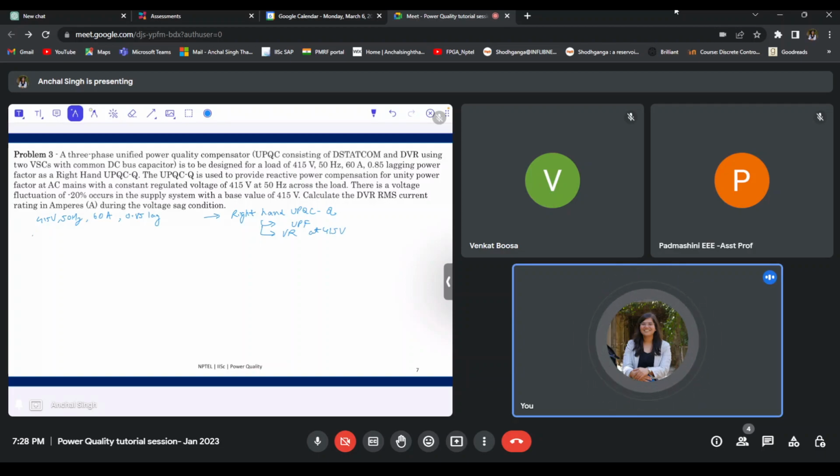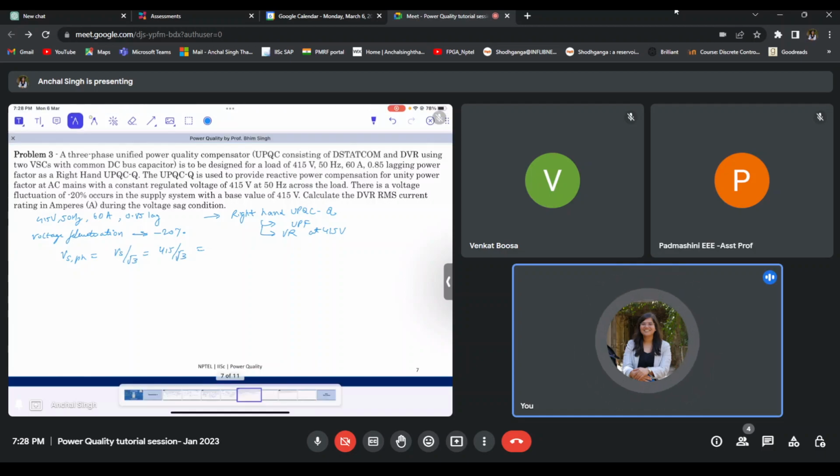There is a voltage fluctuation of minus 20% with a base value of 415 volt. Calculate the DVR RMS current rating in amperes during the voltage sag condition. Now, this is similar to the first problem that we dealt with, only in three phase. Since it is three phase, the supply phase voltage will be equal to the supply line voltage by root 3, that is 415 volt by root 3, which comes out to be 239.6 volts.